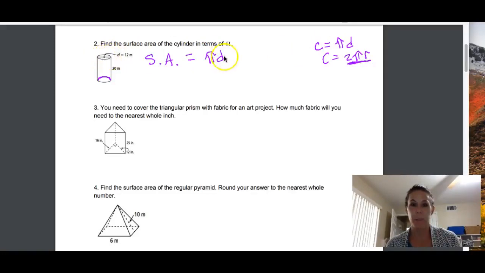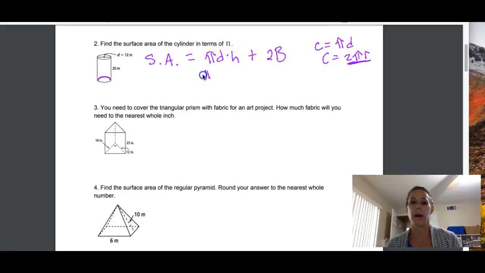I believe your book uses 2 pi r, but I'm going to go pi times diameter here because we're given the diameter. Okay, so we're going to do the perimeter of the base times the height, and then we're going to add both the top and the bottom, so 2 areas of the bases. So we do the perimeter of the base times the height. The perimeter is the circumference: pi times diameter times height.